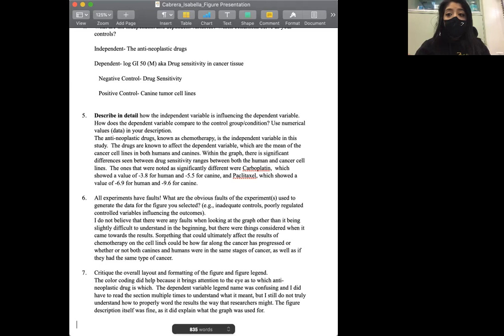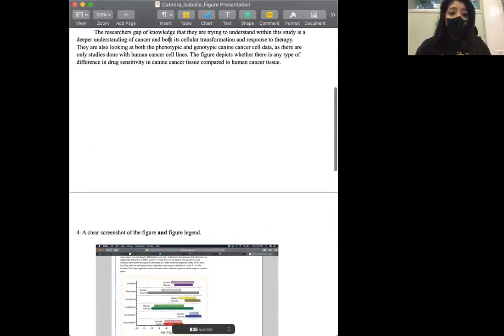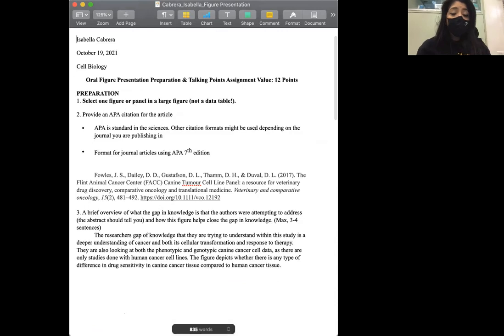And the only thing again was the log that was used towards the bottom of the graph for the dependent variable. That was a little difficult to understand, but again, it was easy to get through once I read through the article multiple times. And yeah, that is my article for today.